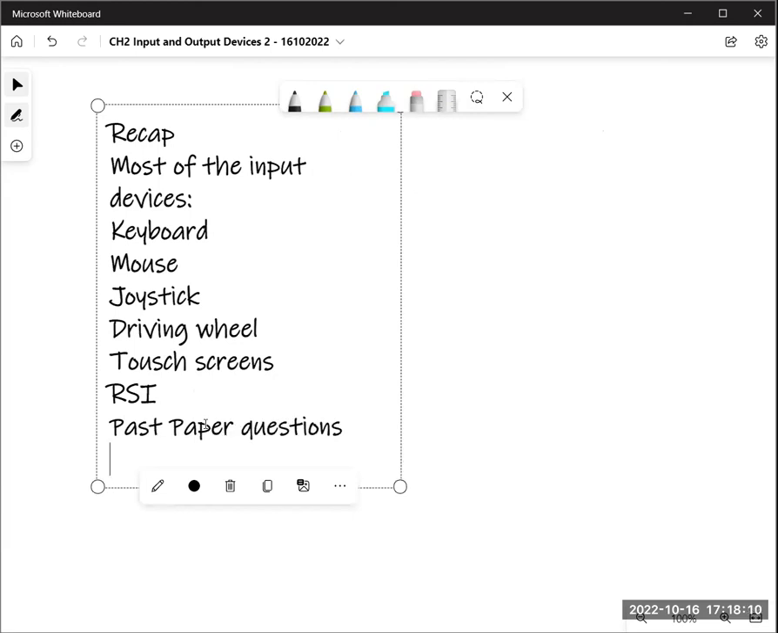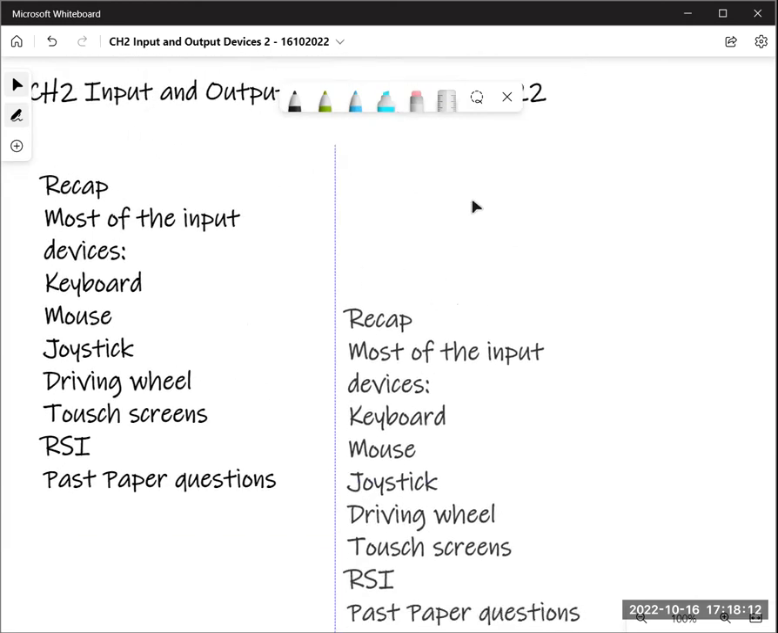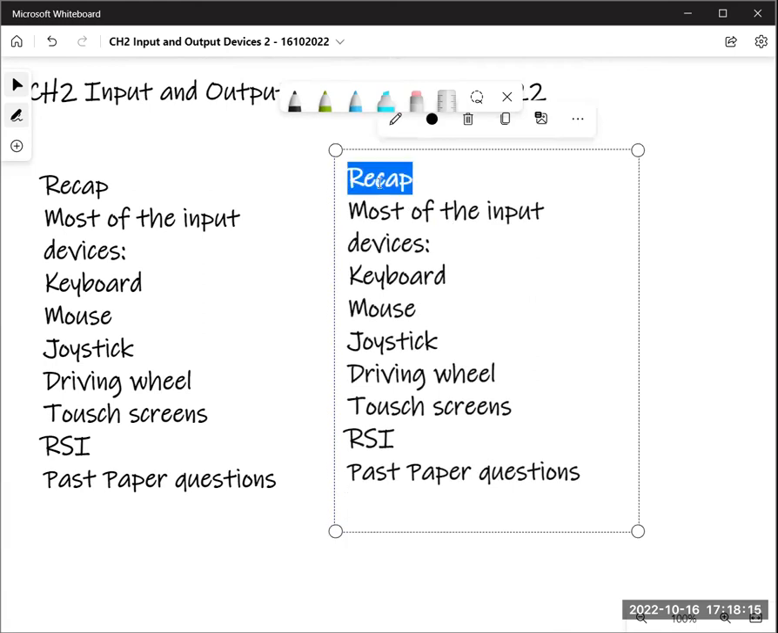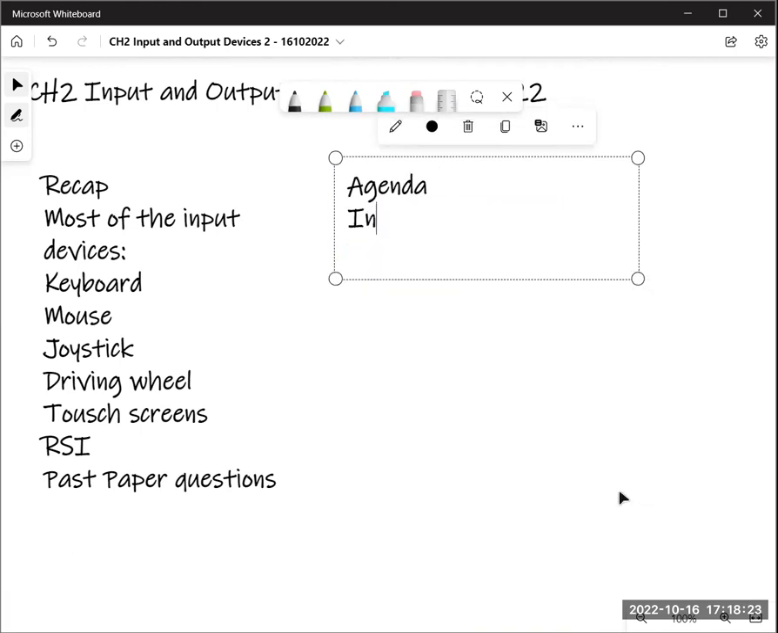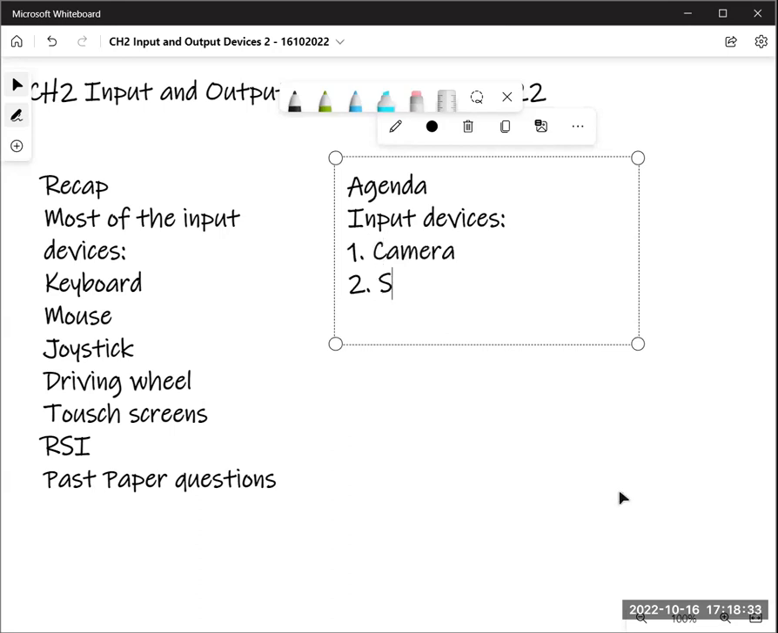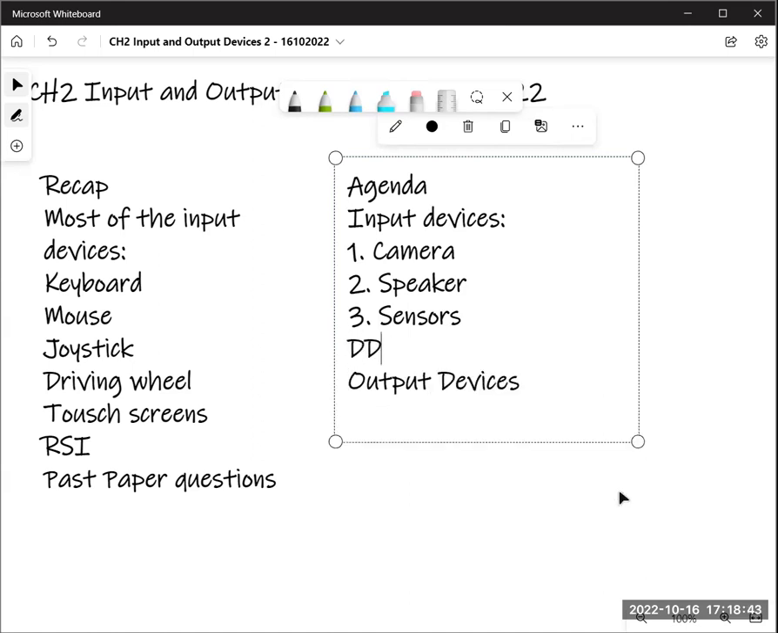Now today, what are we doing? In today's class, the agenda is to do input devices. Which devices are the last two remaining? The first thing is going to be camera and speaker and sensors. Then we'll start output devices. Before output devices, we'll do DDE devices or direct data entry.